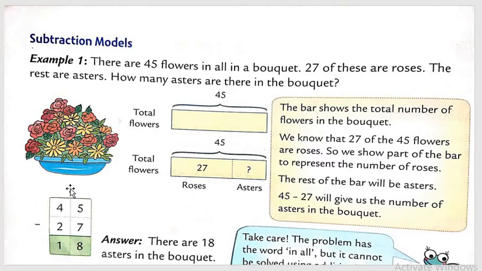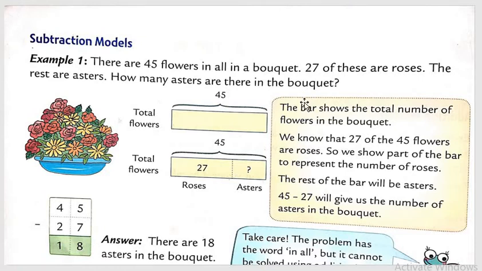We cut here 4 and put the small digit 3. Okay. We cut the 4 and put the small digit 3, and 3 minus this 2. 3 minus 2 is equal to 1. 45 minus 27. So 3 minus 2 is equal to 1. So the answer is what? 18. So there are 18 asters in the bouquet.